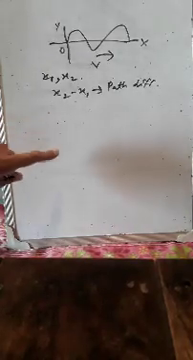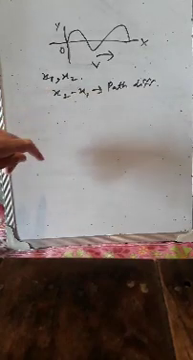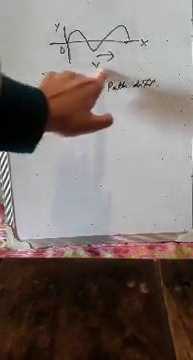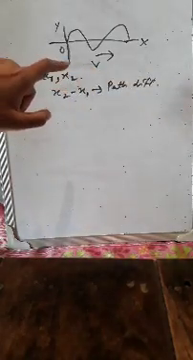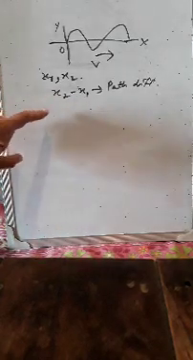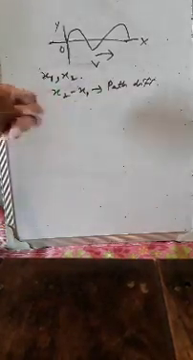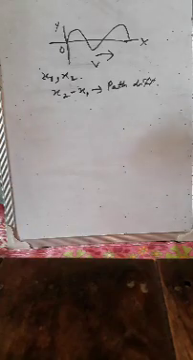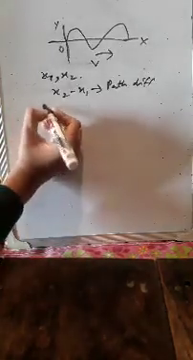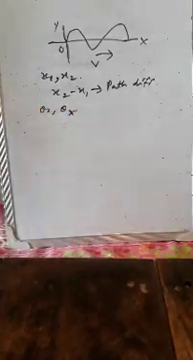Students, we have seen that if x1 and x2 are the positions of two particles along the direction of propagation of the wave, then the path difference can be written as x2 minus x1. At any instant t, the phases of the two particles can be written as theta 1 and theta 2.